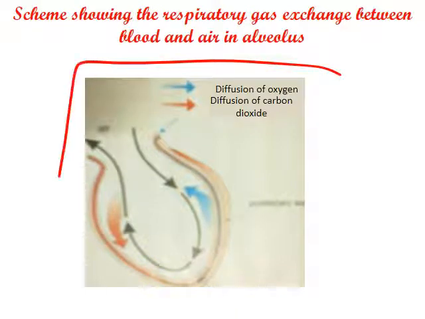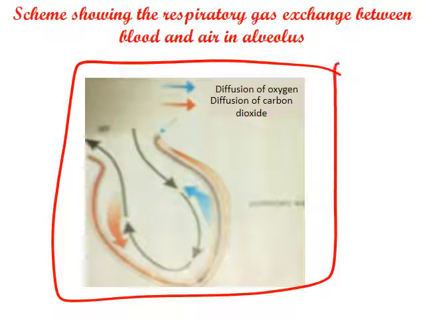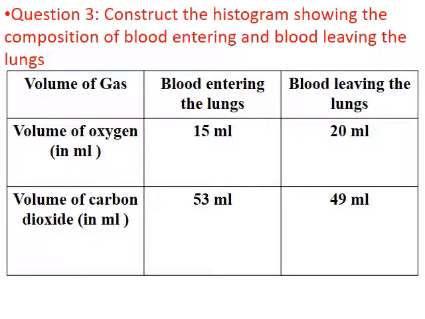Schematized, we already have a figure showing it like this. Oxygen diffusion toward the blood, and carbon dioxide from the blood toward the alveoli.